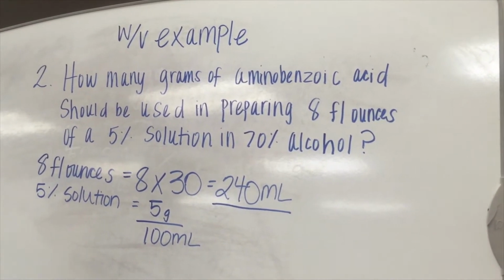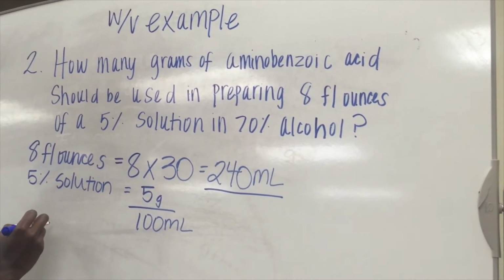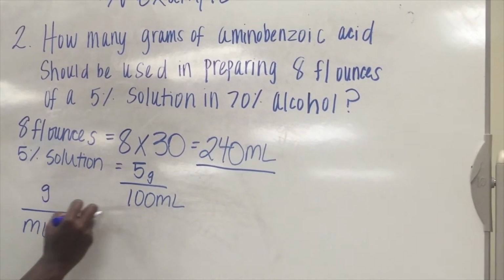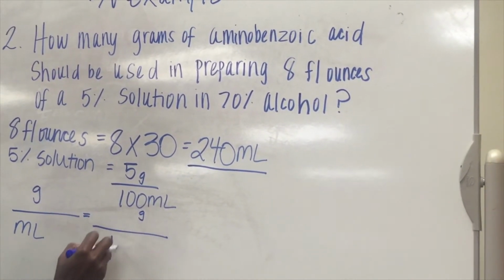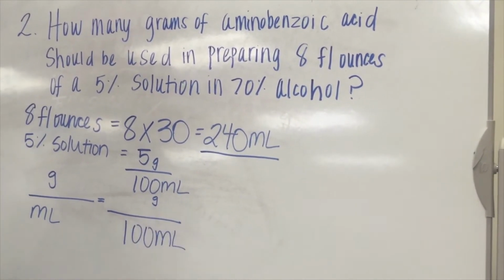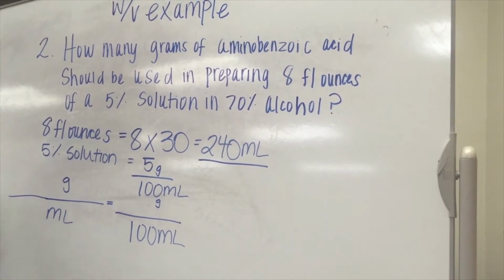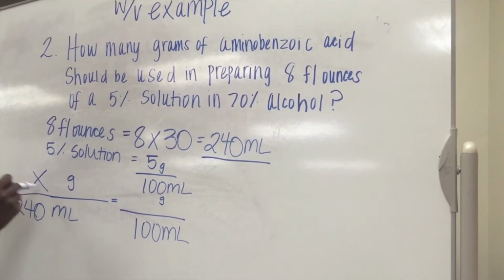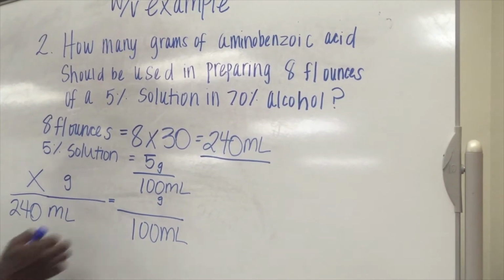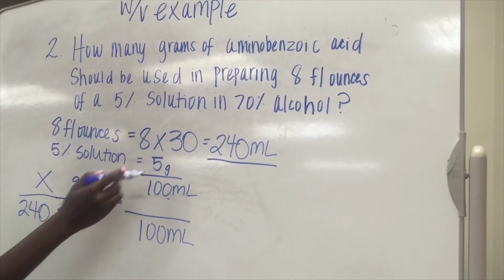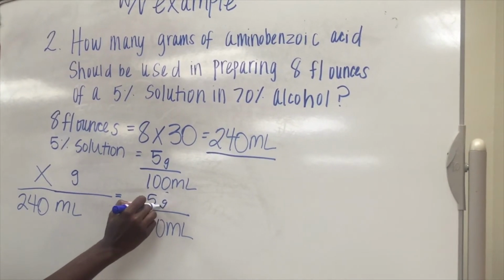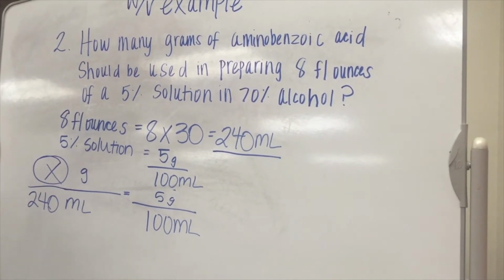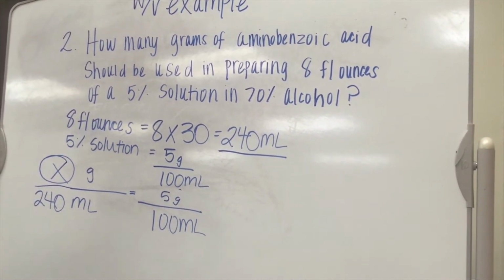Next, we want to make our proportion. Okay, so we know this equals grams per 100 mLs. On this side, the only number we have is our 240 mLs. We don't have the grams because that's the answer that we're looking for. Second, we know that in our 5% solution, it's 5 grams per 100 mLs. So we're looking for the grams of aminobenzoic acid in 240 mLs.